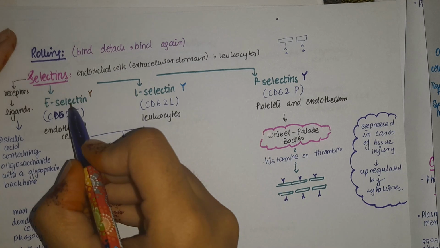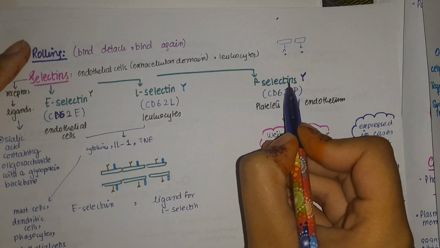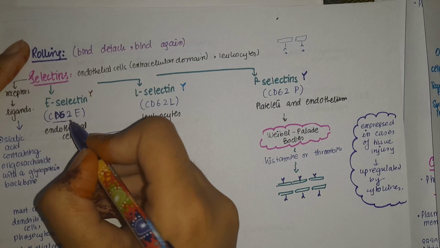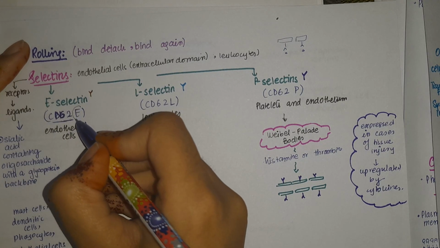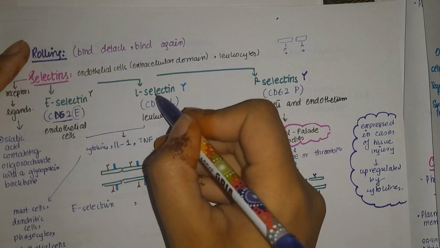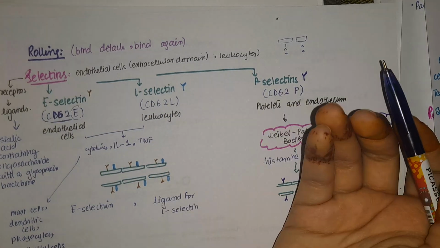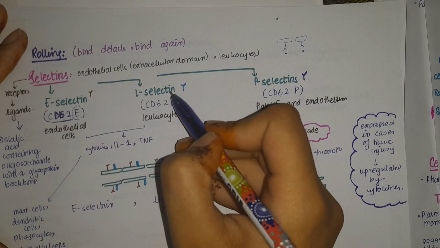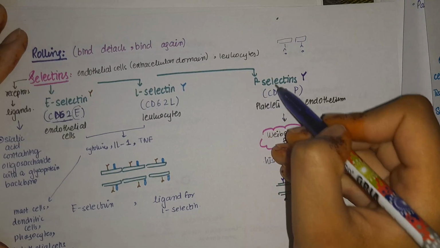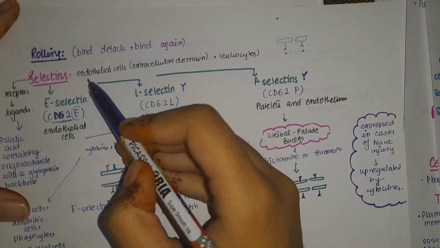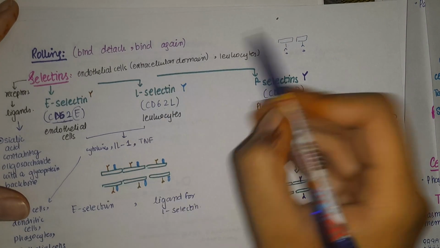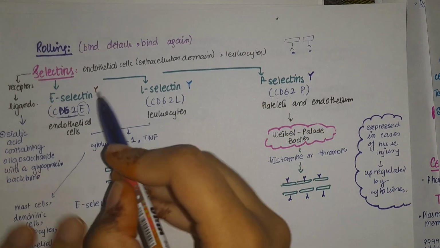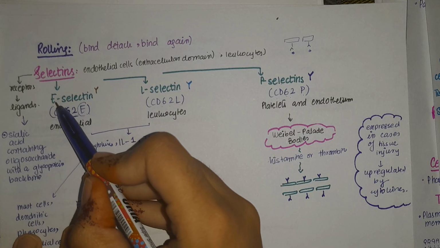So there are three types of them: E-selectin, L-selectin, and P-selectin. They have another name as well, CD62, which is the prefix. E-selectin has E to it, P-selectin has P to it, and L-selectin has L to it. So E-selectin is also known as CD62E, L-selectin CD62L, P-selectin CD62P. Now they can be expressed on endothelial cells, or they can be expressed on the leukocyte. So E-selectin, as the name suggests, is coming from the endothelium.